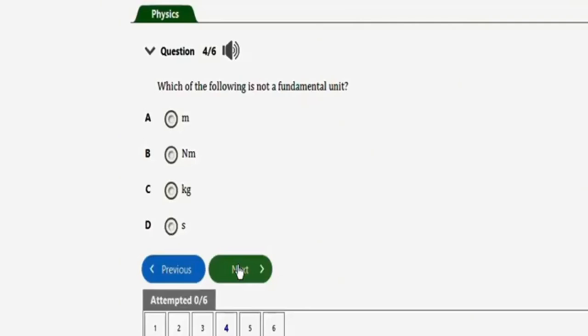It says, which of the following is not a fundamental unit? Alright, we have meter, we have Newton meter, we have kilogram, we have second. So the correct option to this question is option B, Newton meter is not a fundamental unit. Newton meter is a derived unit. Alright, so that's it for this question. Meter, kilogram and second, they are all fundamental units. So let's go to the next one.